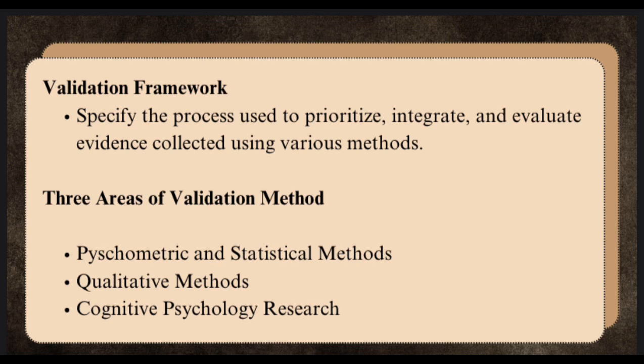Validation methods fall into three areas, which are psychometric and statistical methods, which analyze reliability and fairness, and the qualitative methods, which examine test content and user perspectives. And lastly, cognitive psychology research, which studies how test takers process and respond to test items.